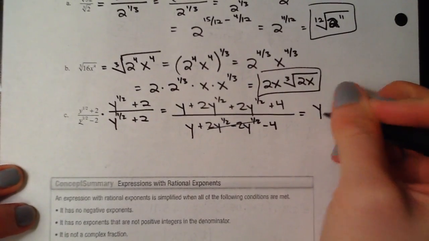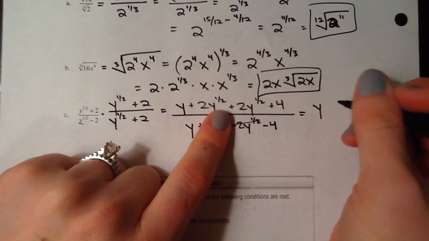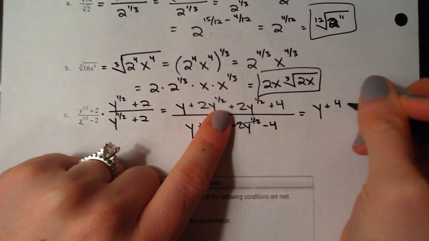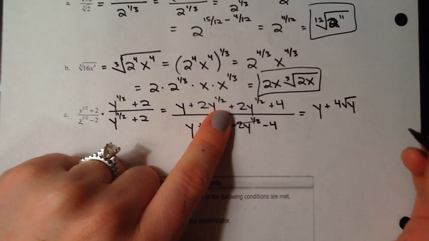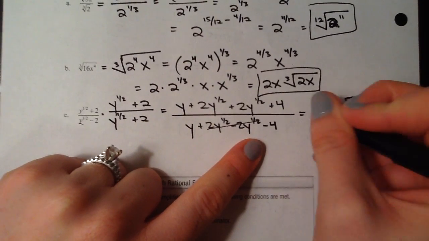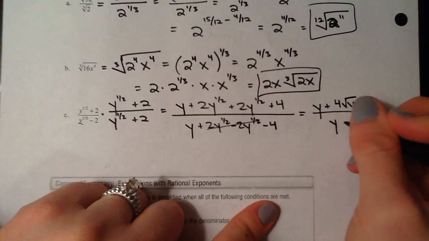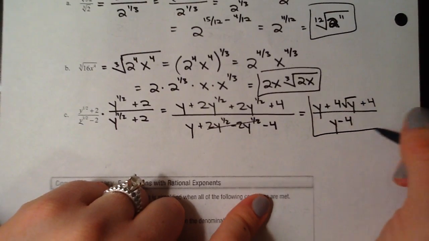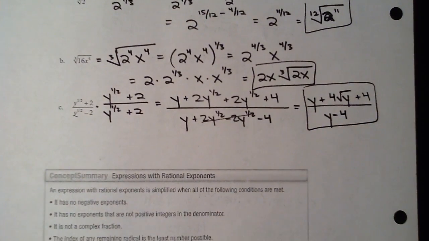So in the numerator I have a y, and then this is a 4, y to the 1/2. And remember y to the 1/2 is the square root. Then plus 4. Then in the denominator, I just have a y minus 4. So y minus 4 is rational because it doesn't have any fraction exponents and it doesn't have any square roots. Okay, so we're done with those examples here.